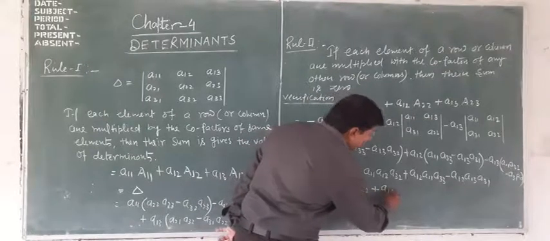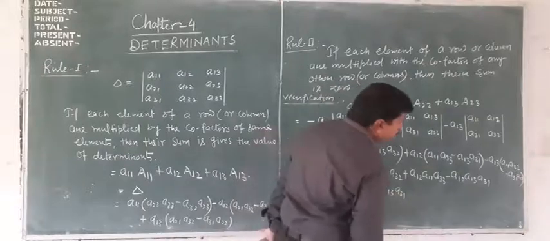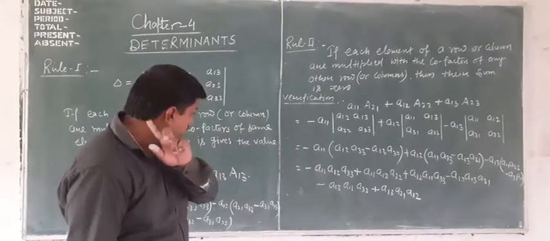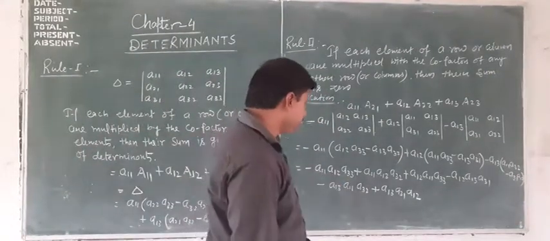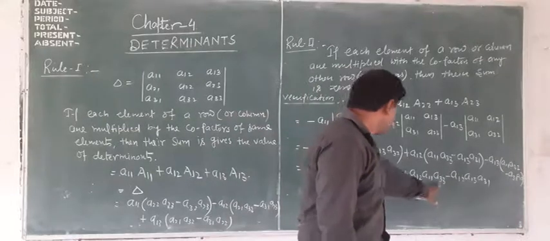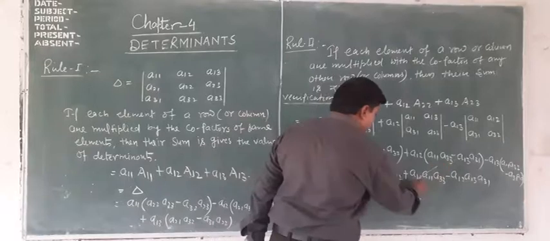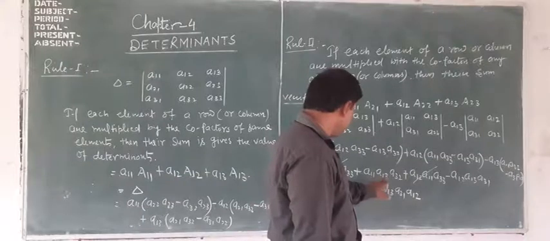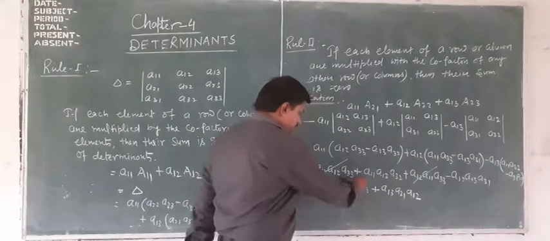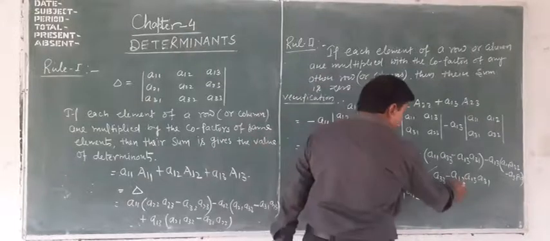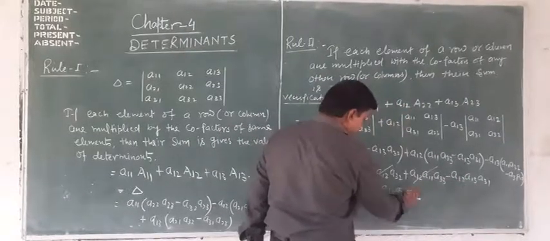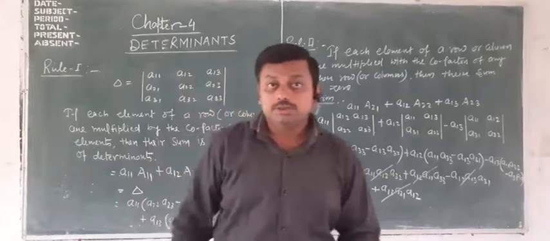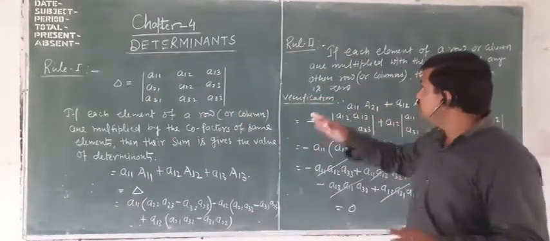प्लस a13 a31 a12. आप देख सकते हो 3 आर पॉजिटिव 3 आर नेगेटिव। 11 12 33, this is negative and this is positive. 11 13 32, negative. 12 13 32, positive. So this value will become 0. So I think all of you are comfortable with these two properties.